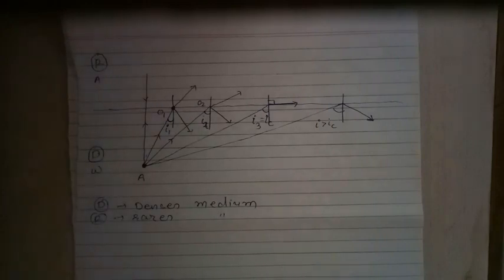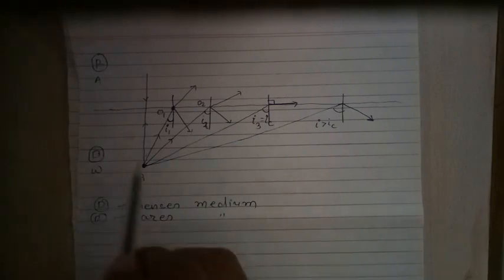Okay, I repeat. First of all, what is internal reflection? When light travels from a denser medium to a rarer medium at the interface, some part of the ray is reflected and some part is refracted. This is known as internal reflection. We also know that when a ray of light enters from a denser medium to a rarer medium, it bends away from the normal. Now see here, this is the denser medium of water, and this is the rarer medium of air, right?